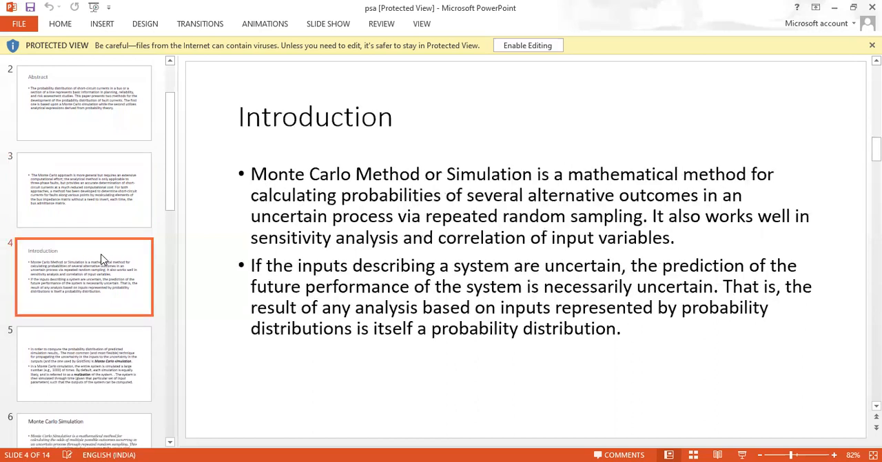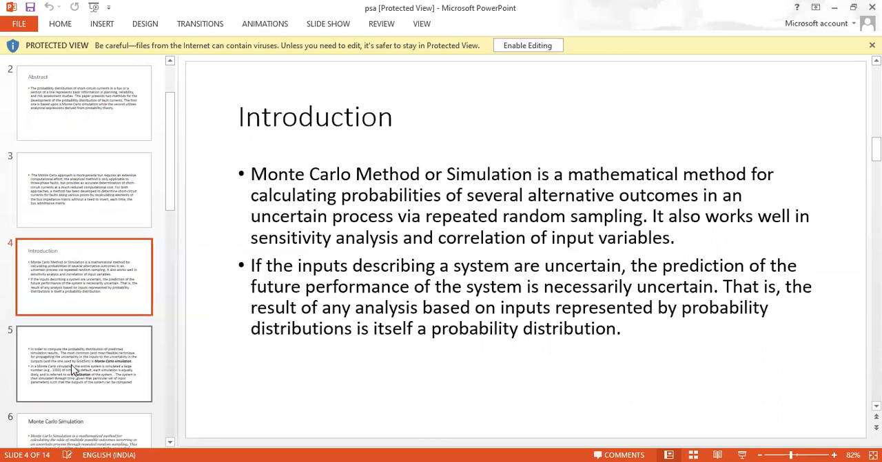First, the introduction. The Monte Carlo method, or simulation, is a mathematical method for calculating probabilities of several alternative outcomes in an uncertain process via repeated random sampling. It also works well in sensitivity analysis and correlation of input variables. If the inputs describing a system are uncertain, the prediction of the future performance of the system is necessarily uncertain. That is, the result of any analysis based on inputs represented by probability distributions is itself a probability distribution.